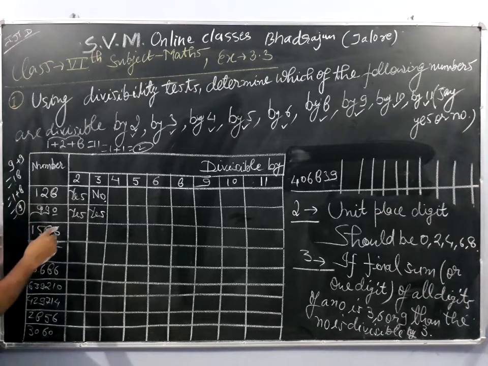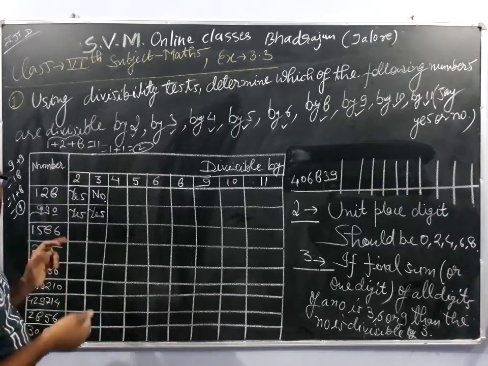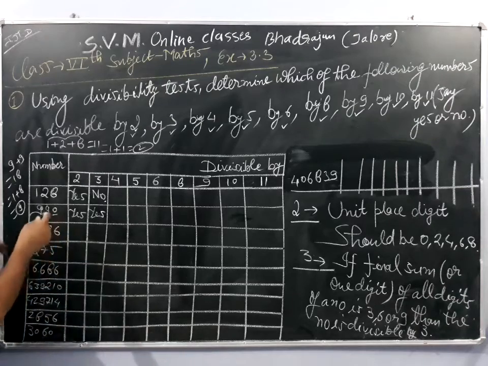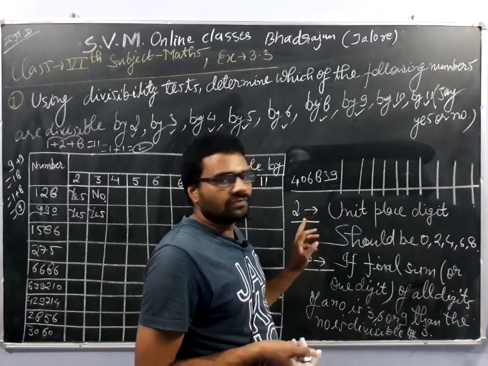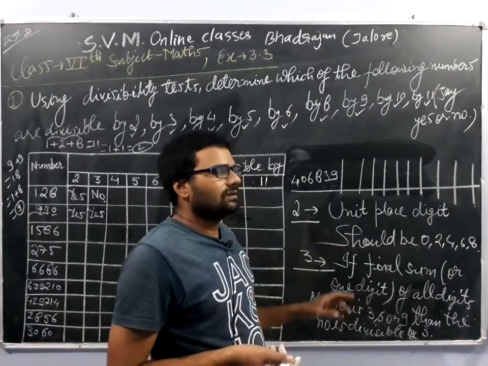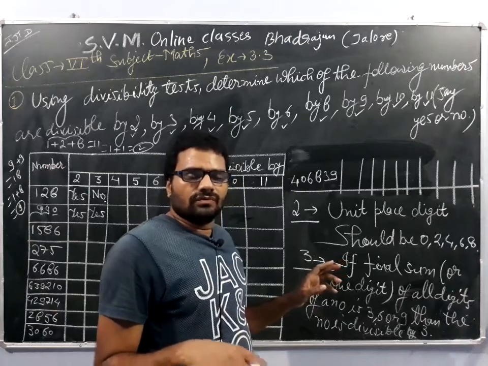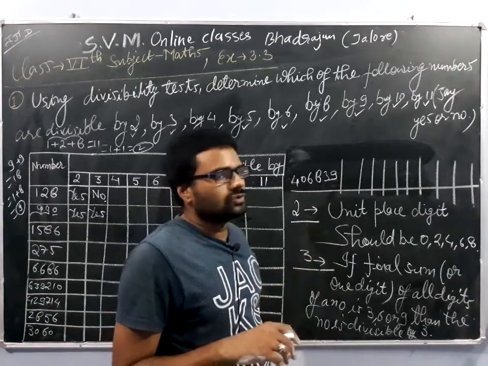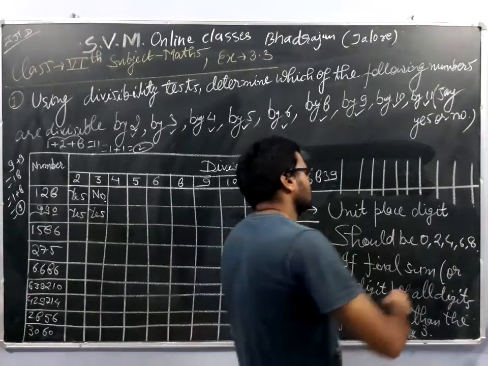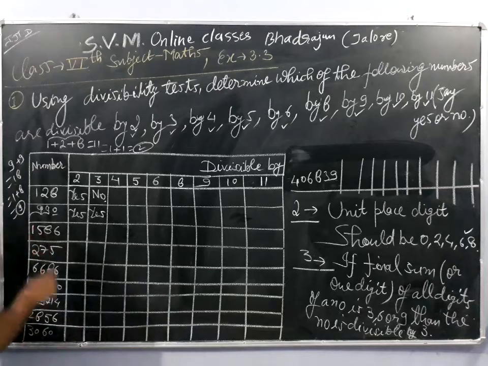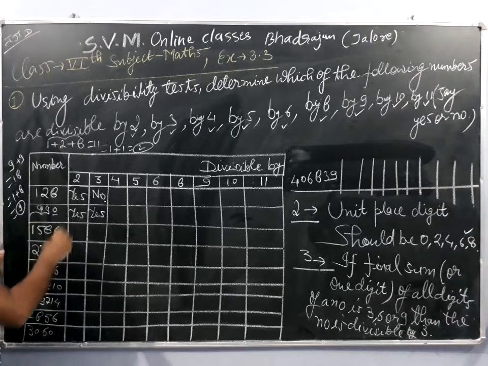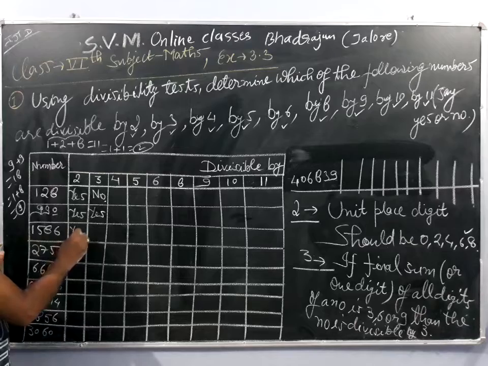Okay, let us move towards this question, which is 1586. So we will check whether this number is divisible by 2 or not. We first have to look at the unit place digit, which is 6, and here we are seeing that 6 satisfies the rule for a number to be divisible by 2, and 6 is coming as the unit place digit in this number, hence our response is yes for 2.